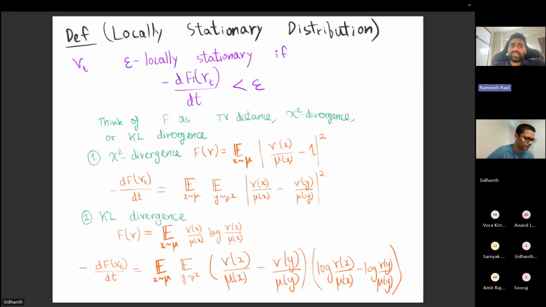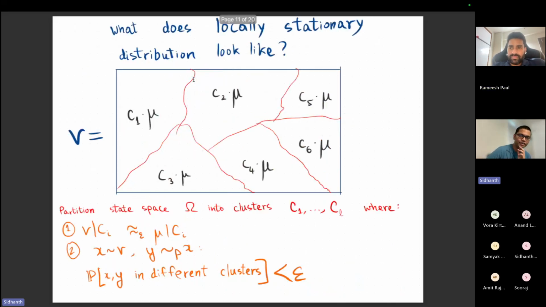Distributions that are not locally stationary under some distance metric might be locally stationary under a different divergence. That is entirely possible. That's a very good point. So this particular clustering picture you should think of as happening when it's locally stationary under the KL divergence. Yeah, thanks, sir.